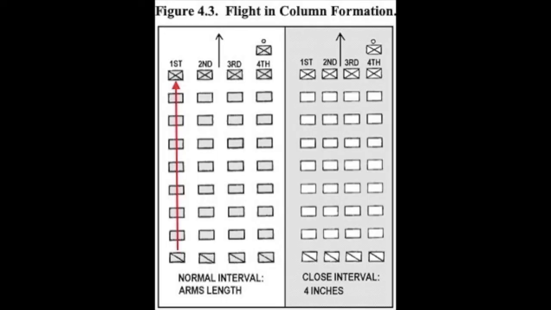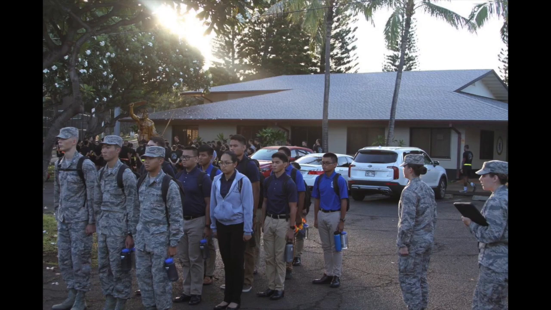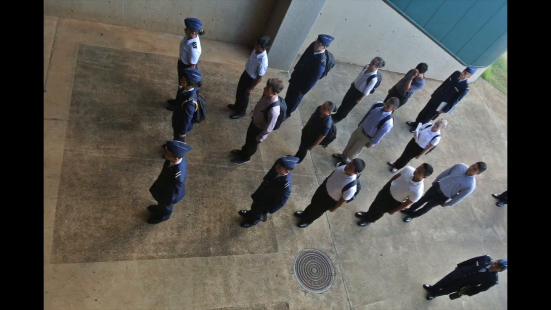The distance in column formation remains the same, 40 inches from your chest to back of the person in front. And as for intervals, in the normal intervals, it will remain as arm's length, but if you are in closed intervals, it will be 4 inches. Here's an example of a flight in column formation at closed intervals, and here is an example of a flight in column formation at normal intervals.